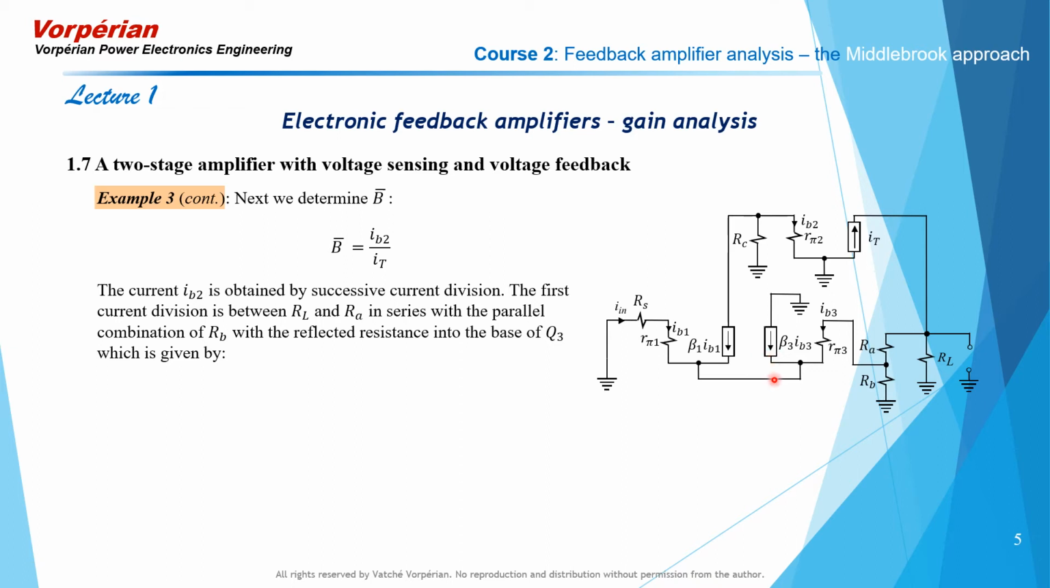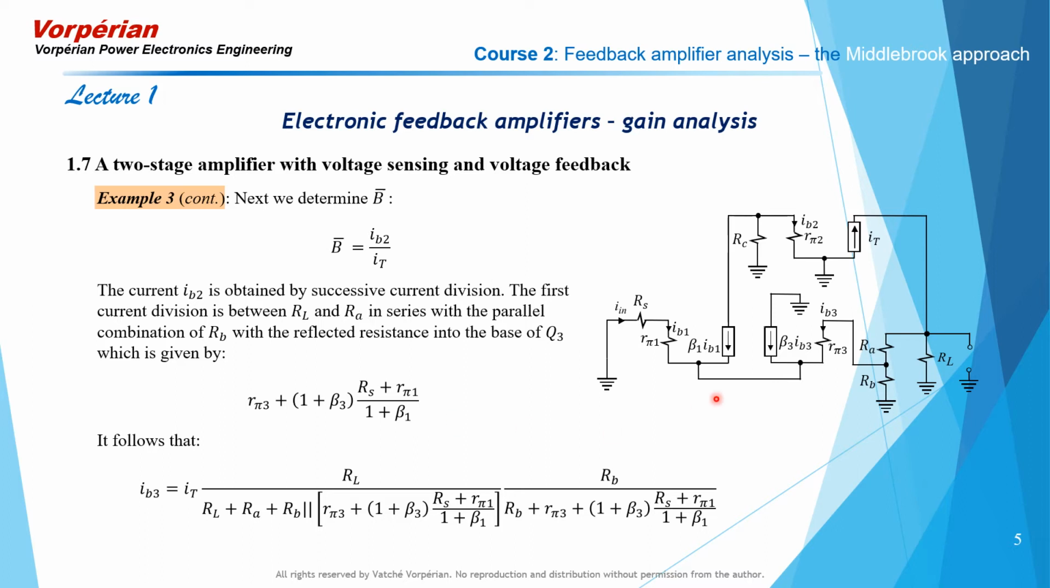The effective resistance in the emitter of Q3 is nothing more than the resistance looking back into the emitter of Q1. And that one is Rs plus R pi 1 divided by 1 plus beta 1. We write all that down and we have R pi 3 plus 1 plus beta 3 times Rs plus R pi 1 divided by 1 plus beta 1.